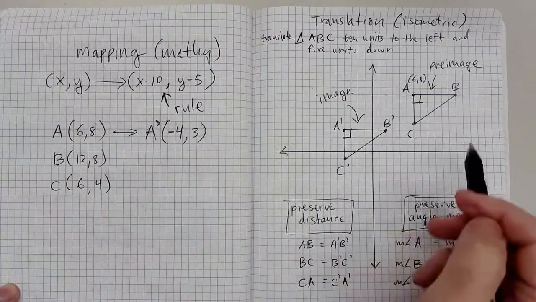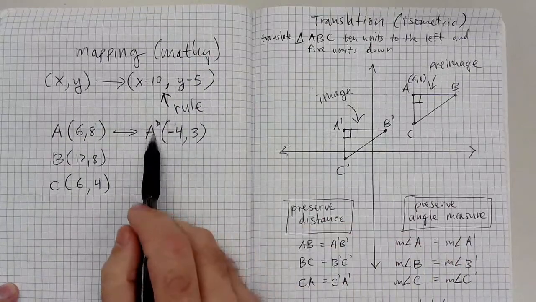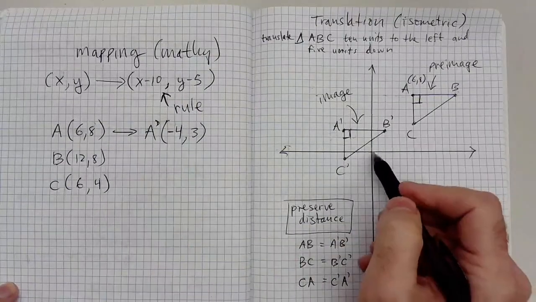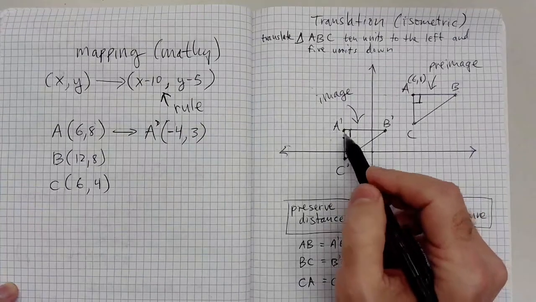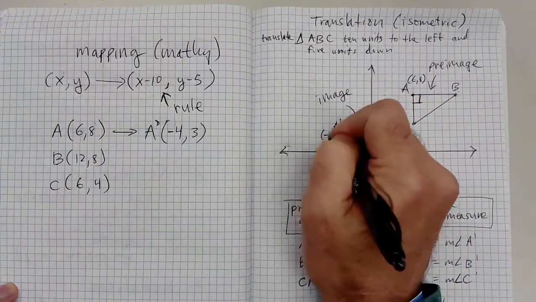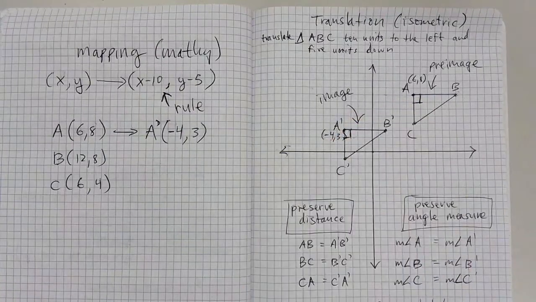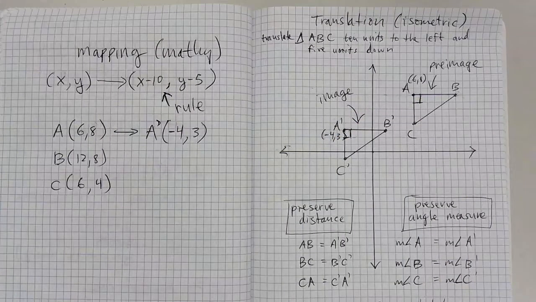Let's see if this matches up with our graph. So A prime should be at negative 4, 3. So if I start at the origin, 1, 2, 3, 4 to the left, 1, 2, 3 up, we can see that A prime is located at negative 4, 3.